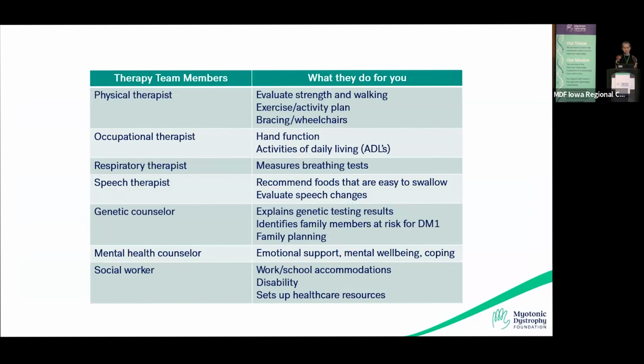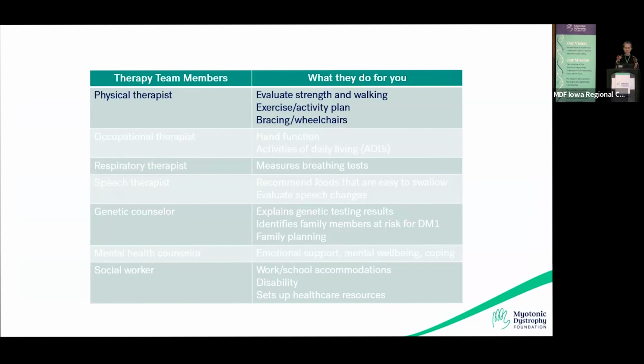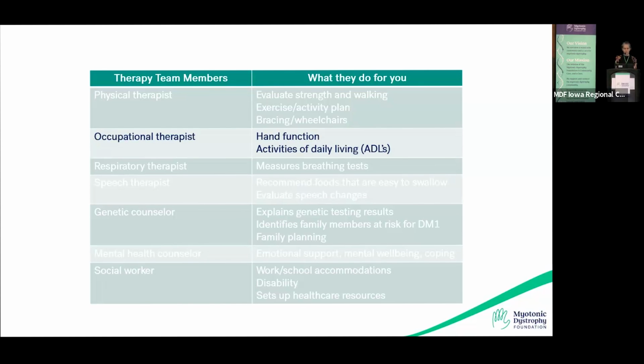Here's a list of the therapy team members. The physical therapist can evaluate strength and walking and develop an exercise or activity plan. Exercise and activity is very important in DM1 to help with overall conditioning. They can also help address any bracing or mobility needs. An occupational therapist can help with hand function as well as assessing activities of daily living.